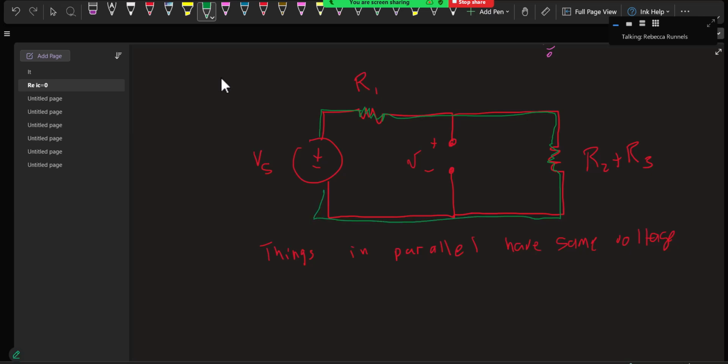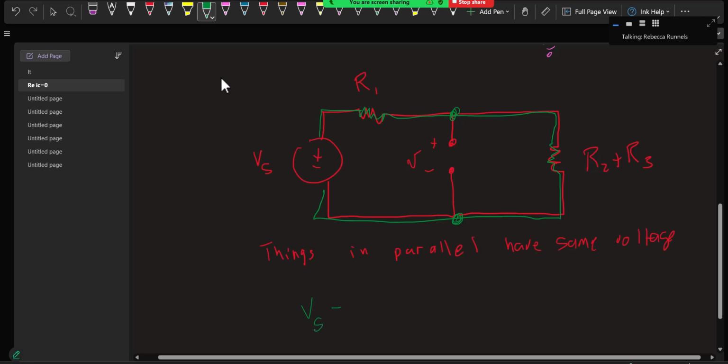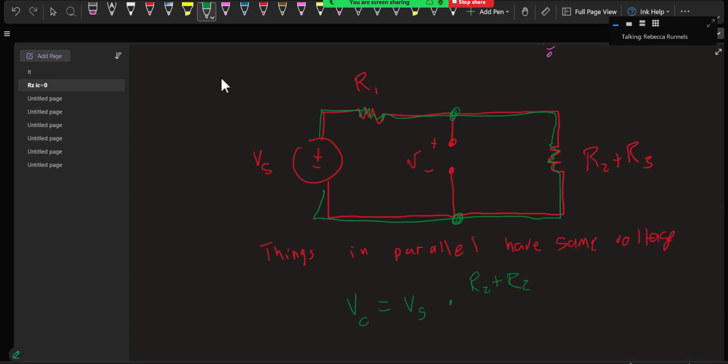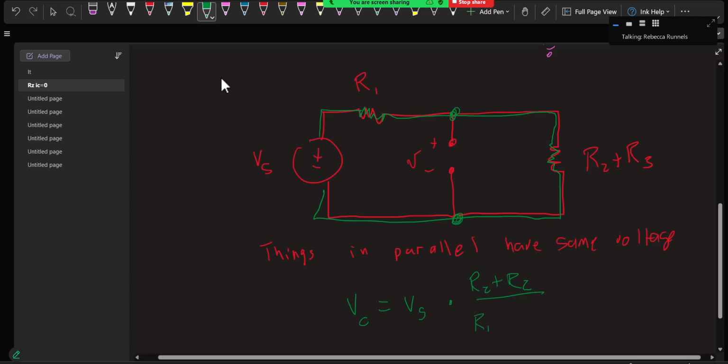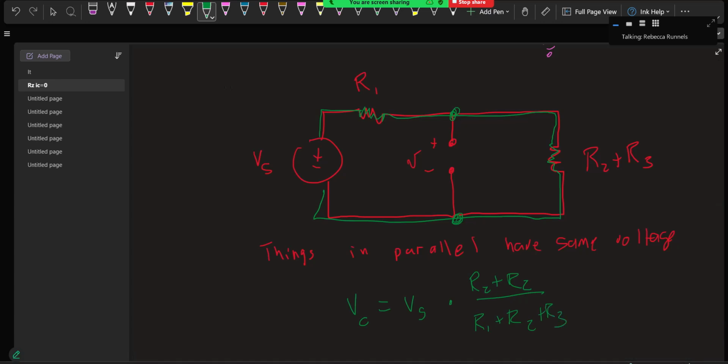And since I have that current, I can use voltage division to find the voltage across R2 and R3. So the voltage across R2 and R3, which will equal the voltage across the capacitor, will be my source voltage times the resistance R2 plus R3 over the total resistance, which is R1 plus R2 plus R3. And that's how I would find my voltage. Can anyone think of another way to find the voltage across R2 plus R3 besides using voltage division?